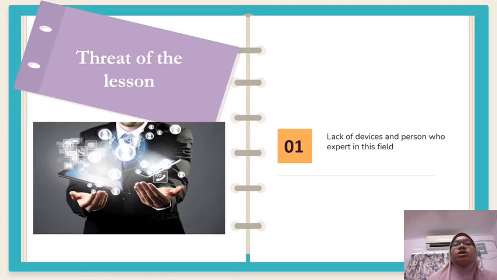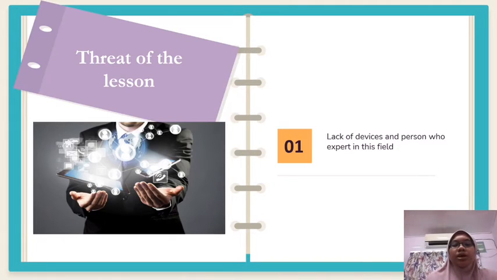and they prefer to use the traditional method. And lack of devices: for some schools, I don't think every school is well equipped with computers, internet data, laptops, and LCDs, for example.